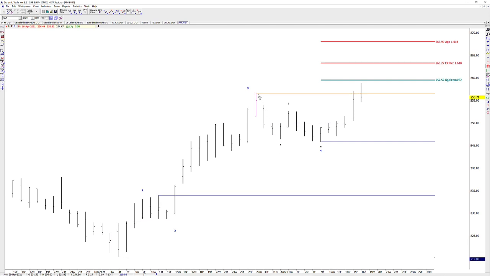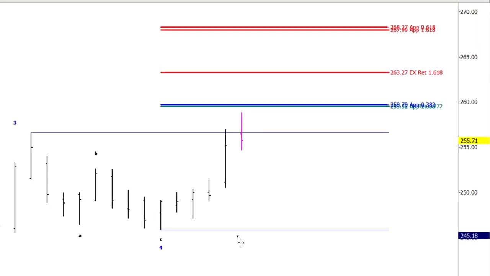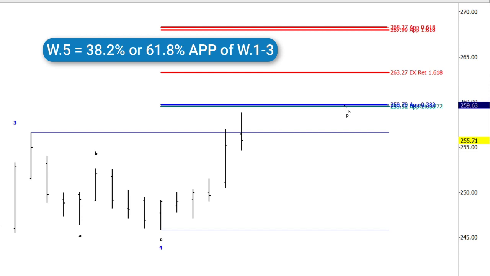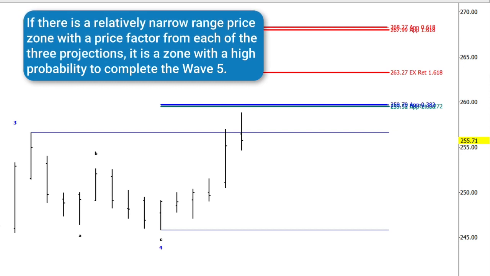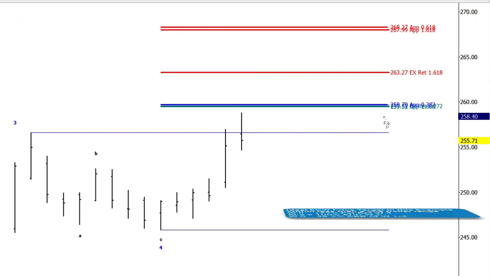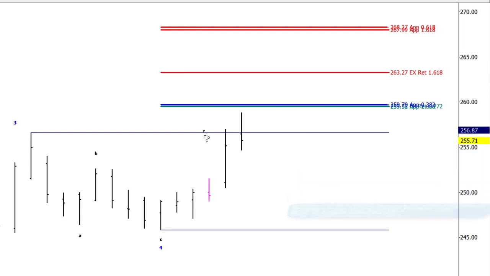From the wave 1 low to the wave 3 high to the wave 4 low. Well, now this is certainly interesting. Here we have the 38% alternate price projection within just pennies of the 100% alternate price projection of wave 1, the 38% alternate price projection of the ranges of 1 through 3, and the 127% external retracement of wave 4.